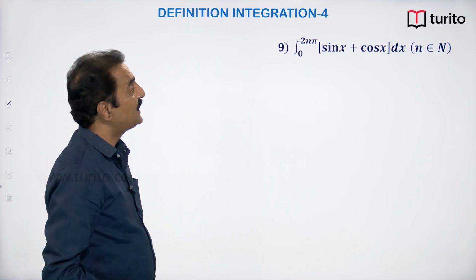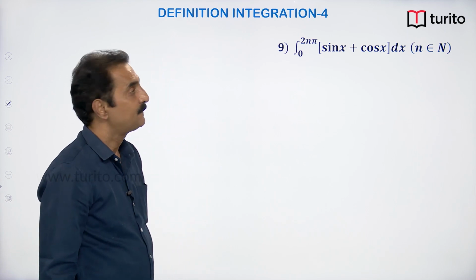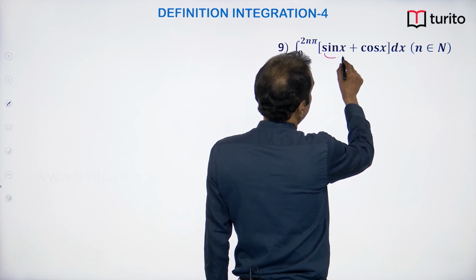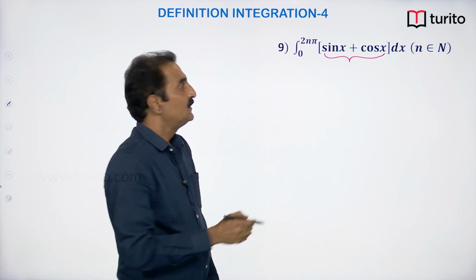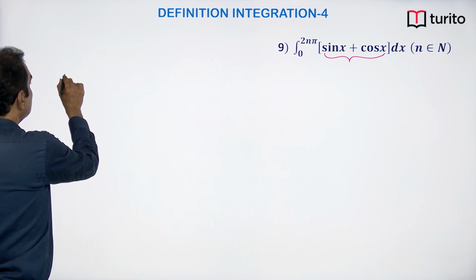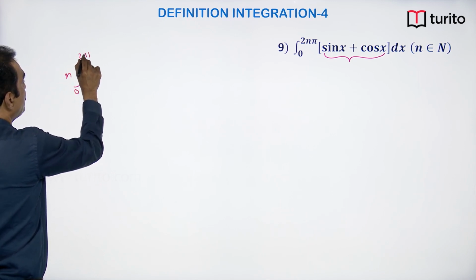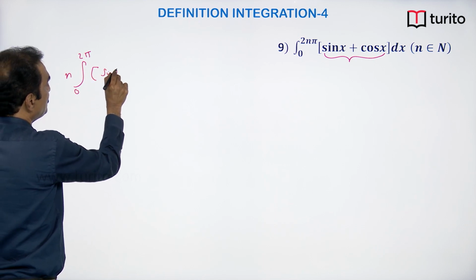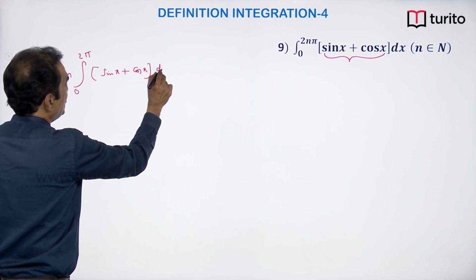integral 0 to 2n pi integral part of sin x plus cos x. Sin x plus cos x is a periodic function with period 2 pi. So using the periodic property, I will write the given integral as n integral 0 to 2 pi integral part of sin x plus cos x.